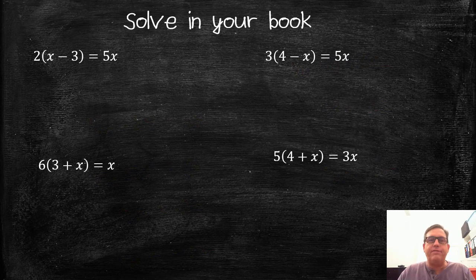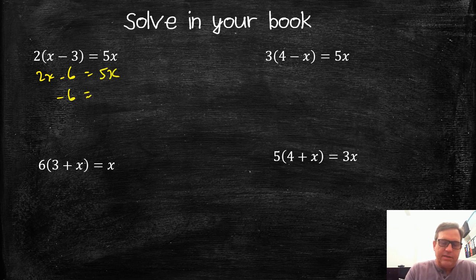Okay, go ahead, pause the video. I want you to solve these 4 equations, and then we'll see how we did. Okay, here we go. I'm going to expand my brackets. 2x minus 6 equals 5x. I'm going to move the smaller one. I'm going to take away 2x from both sides. I'm going to divide by 3. x equals minus 2. Check it. Minus 2 minus 3 is minus 5, times 2 is minus 10. And on the right side, 5 times minus 2 is minus 10.